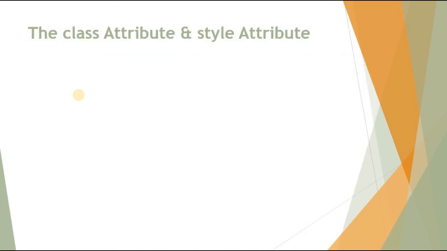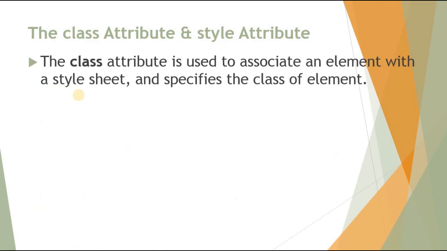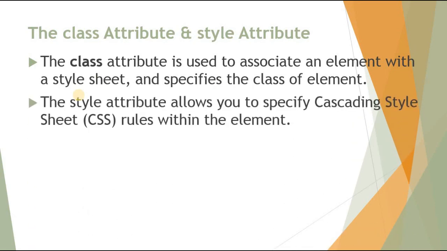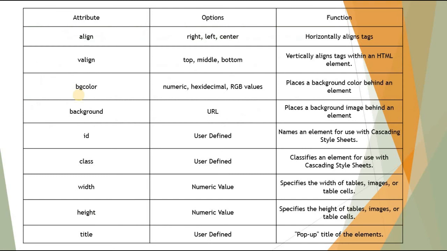Next, the class attribute and the style attribute. The class attribute is used to associate an element with a style sheet and specifies the class of an element. The style attribute allows you to specify cascading style sheet rules within the element. These two attributes we will learn in the CSS videos.